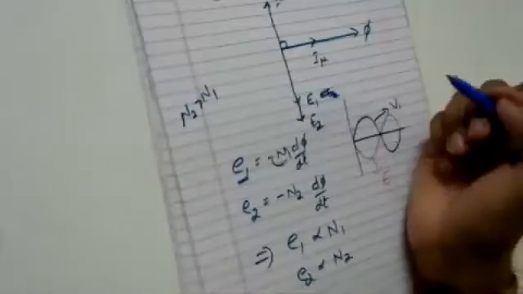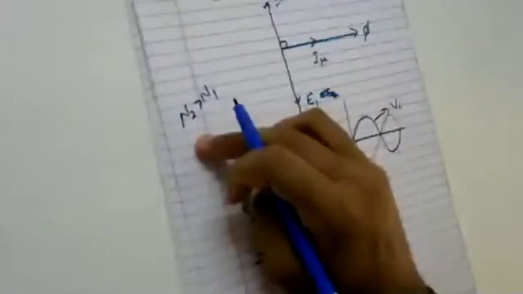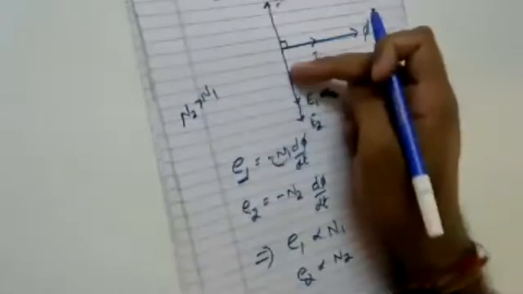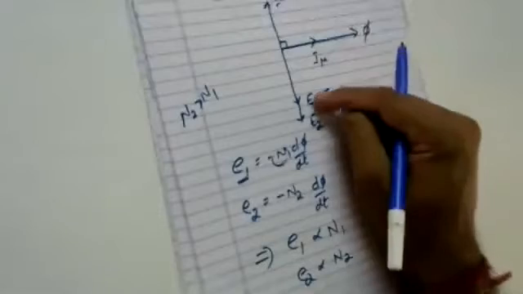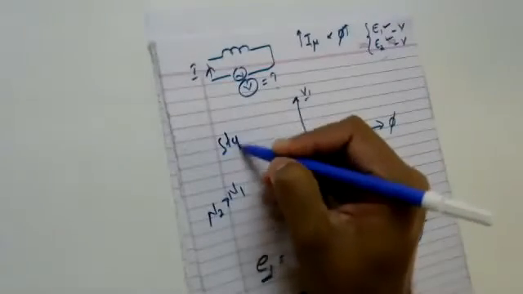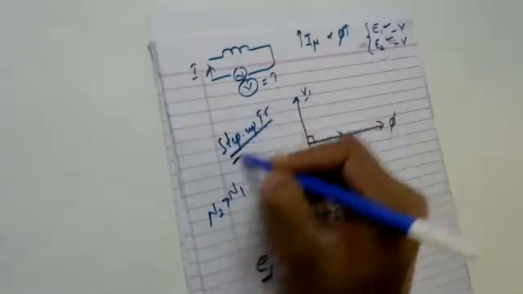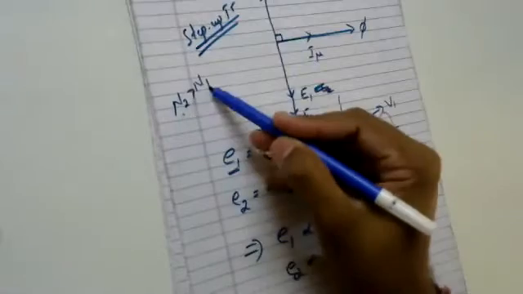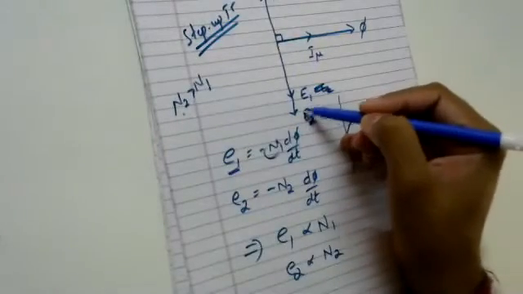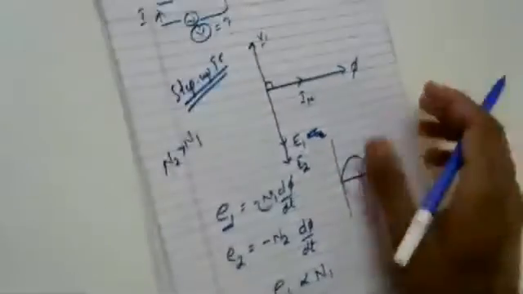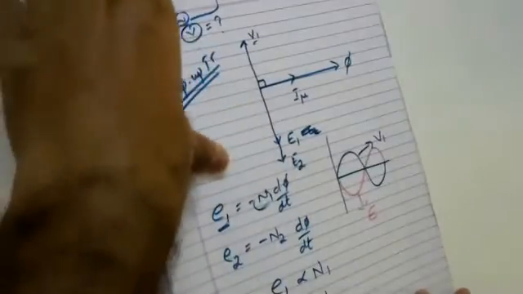Understood? If N2 is less than N1, then E2 will be lower. In all the textbooks you will get an example where E1 is shown here and E2 is shown here. It means they are considering a step-up transformer. So in case of a step-up transformer, since N2 is greater than N1, we should get E2 greater than E1. Understood? Okay.